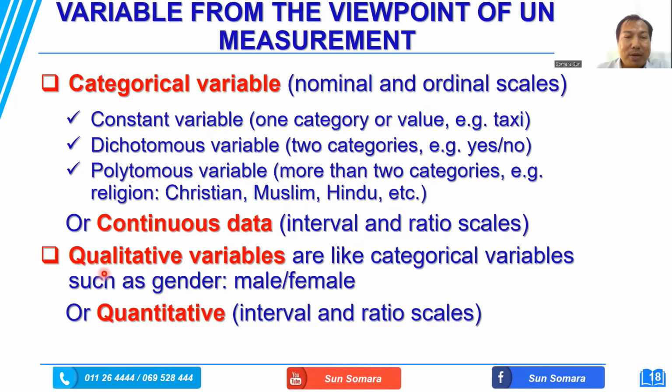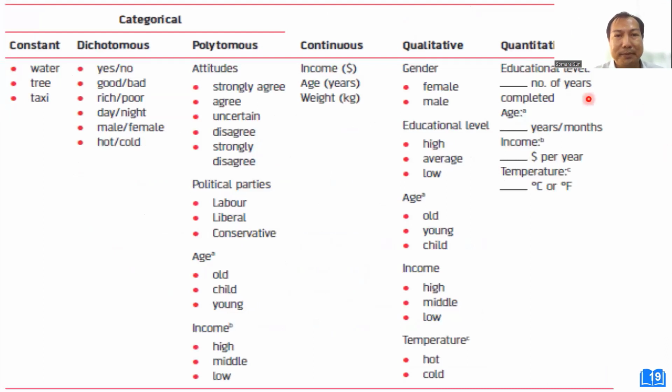And the other part is the qualitative variable, a categorical variable as well, such as gender, male and female, or quantitative, interval and ratio scale. Something like that. Okay, I will move on. You will see something in the table here.